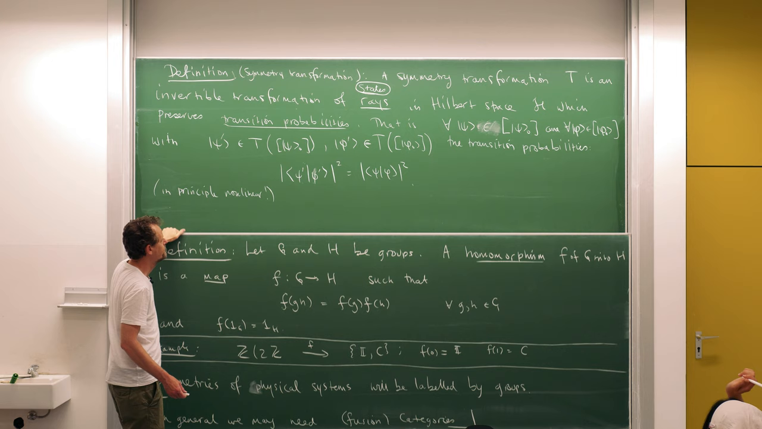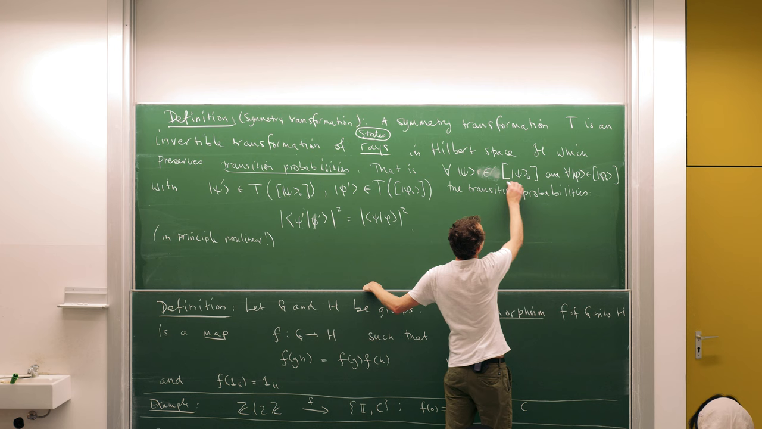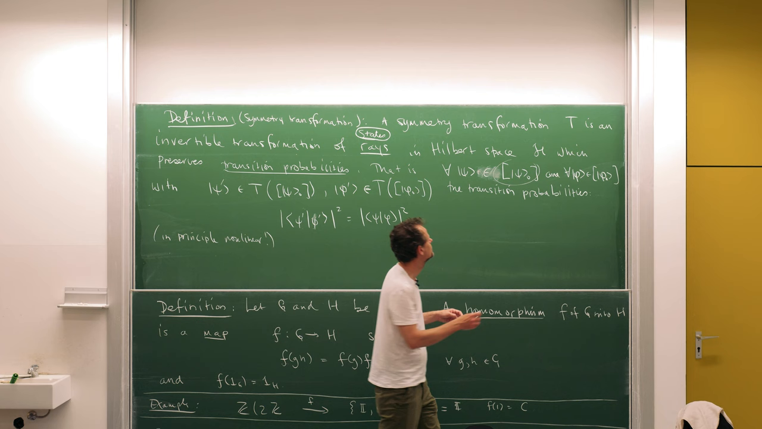Yep. What do you mean by the bracket sign? Okay. So what do I mean by this notation here? That's the equivalence class of all vectors in Hilbert space that are identified up to a phase. So then how about I write that down?